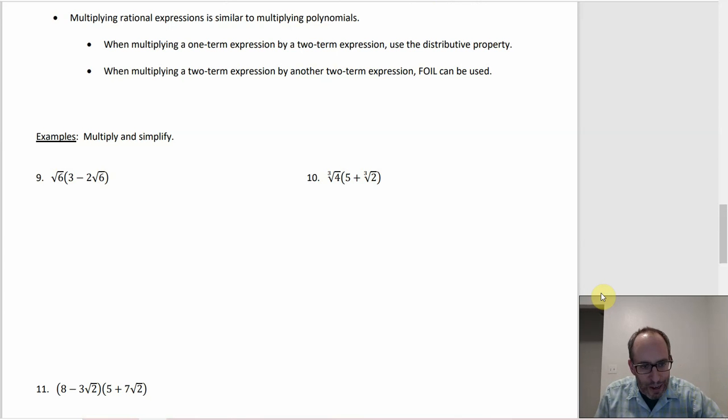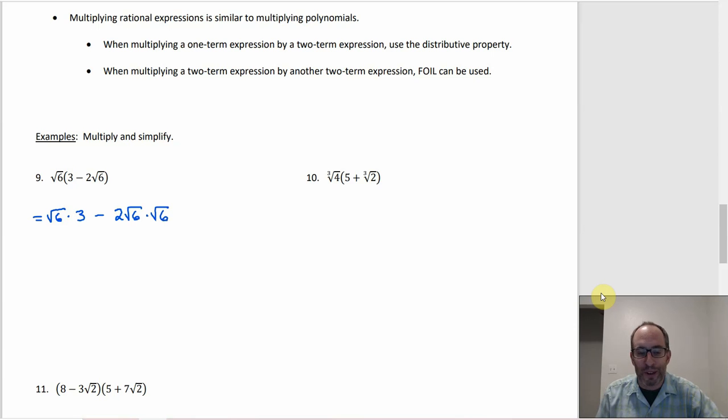First with number 9. So if we distribute the radical 6, we'd have radical 6 times 3 minus, I guess, 2 radical 6 times radical 6. It looks easier for me to write the radical 6 on the right side there. I should do it in the first one too, just so this looks kind of uniform. So, all right, just flip the order. 3 radical 6. There. Because writing the second one as radical 6 times 2 times radical 6 just felt like it looked too weird.